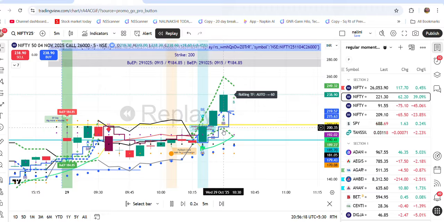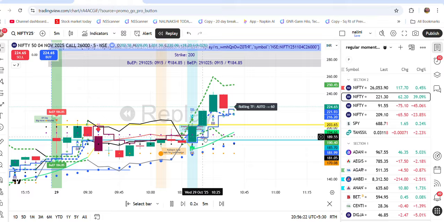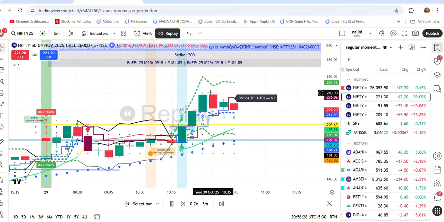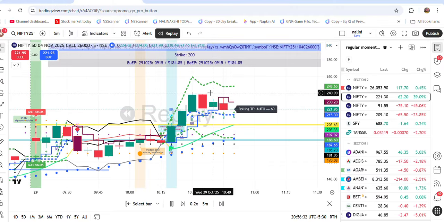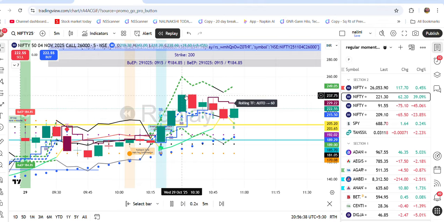I am going long from 184 or 185. Quickly, within 3 bars, you are making 241. 241 means 41 plus 15 points, around 60 points you have captured within three candles.